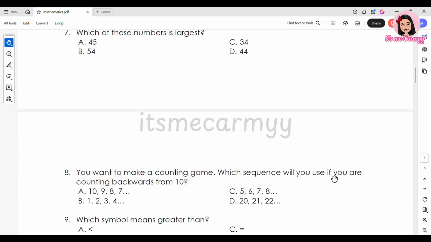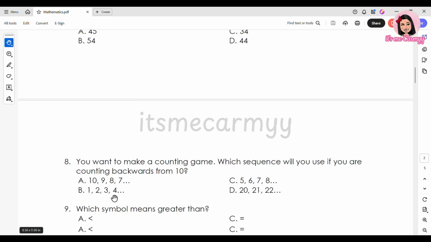8. You want to make a counting game. Which sequence will you use if you are counting backwards from 10? A. 10, 9, 8, 7. B. 1, 2, 3, 4. C. 5, 6, 7, 8. D. 20, 21, 22. 5, 4, 3, 2, 1. The correct answer is letter A. 10, 9, 8, 7.